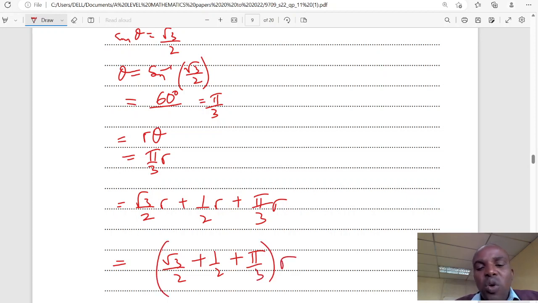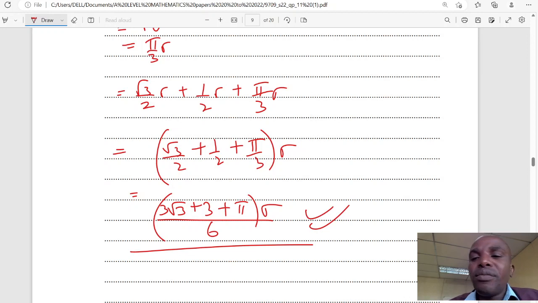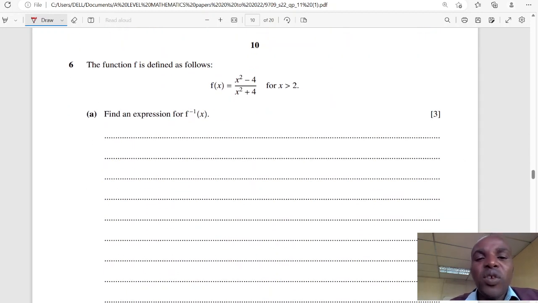Then you can find the common denominator on this part. It will be 6 here. Then this and this, it will be 2 into 6, 3. So it's 3 root 3, then plus 2 into 6 is 3 plus pi, then R. So this will be your answer. Done.